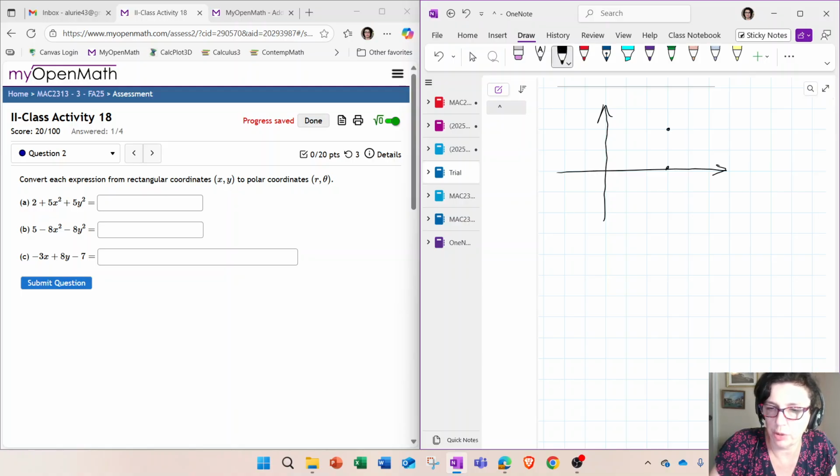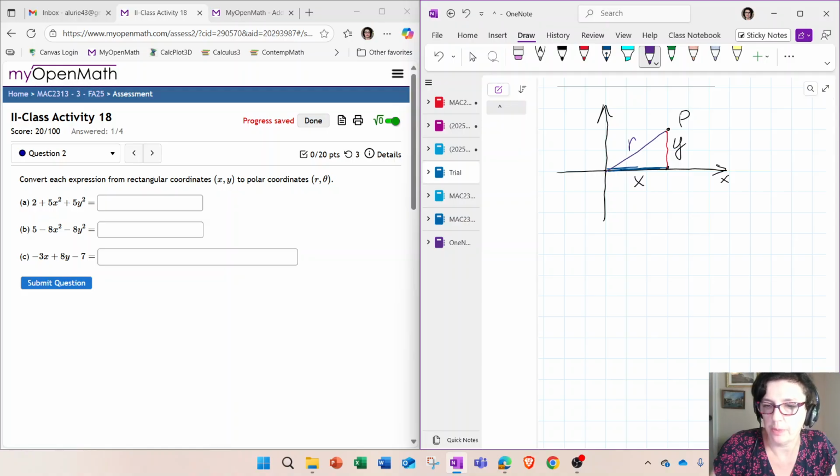With rectangular coordinates, x is just the horizontal distance to get to this point. So imagine this is point P, we're trying to get there. First we're going to go along the x-axis, and this distance from here to here, that's going to be x. And then y would be this part, so that's going to be y. And then what is r? r is the distance from the point to the origin.